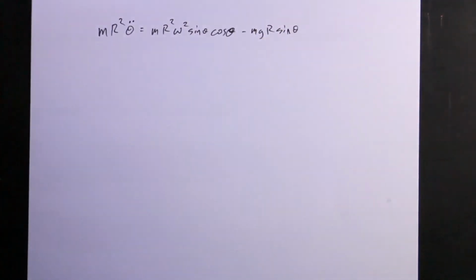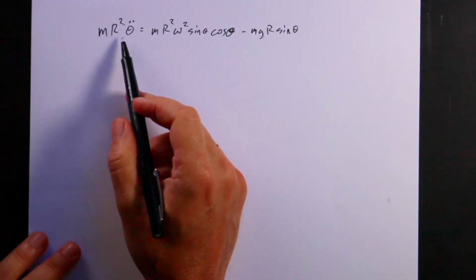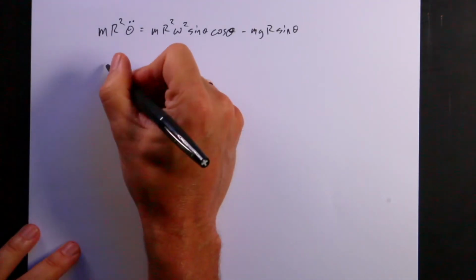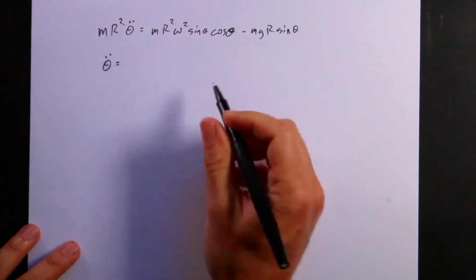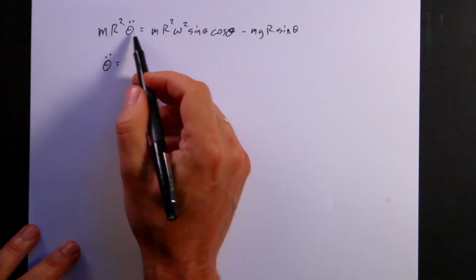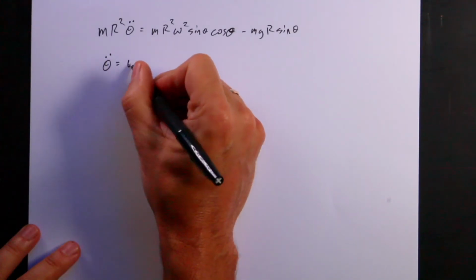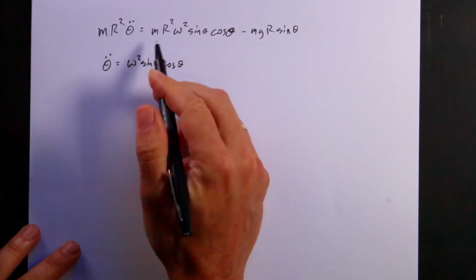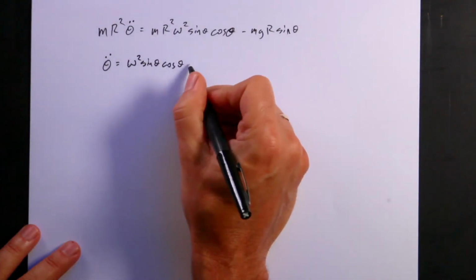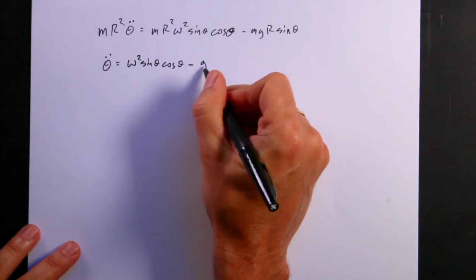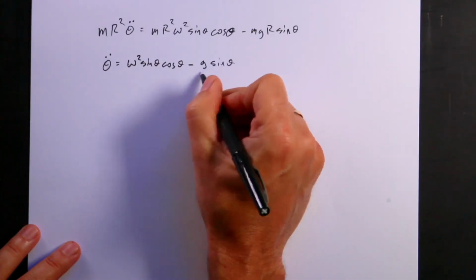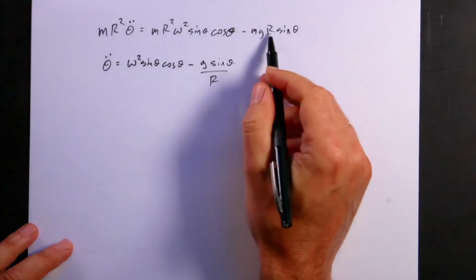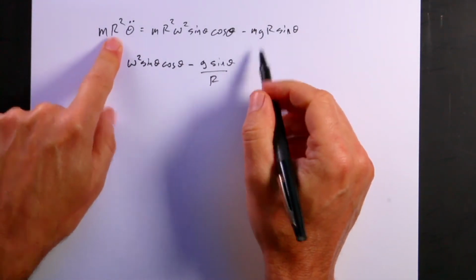The first thing I want to do is solve this for theta double dot. So I'm going to divide both sides by m r squared, and I get theta double dot equals, notice the m is in all the terms so it cancels, and this r squared cancels, so I get omega squared sine theta cosine theta, and then over here I get minus g sine theta over r, because I had an r and divided by r squared.